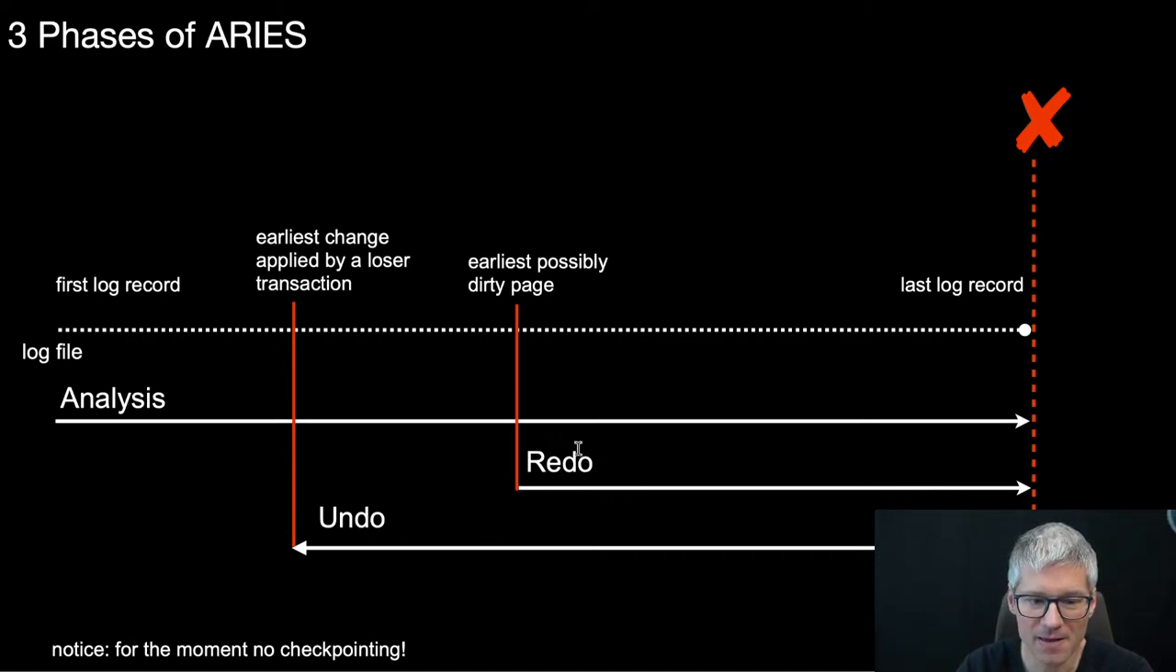Then there's a third phase, the undo phase, and that reads the log backwards, from the crash backwards to a certain point in time, which is a bit hard to determine because it depends on the transactions that didn't commit at the time. We will look at that as well.